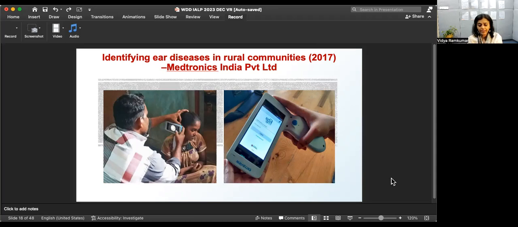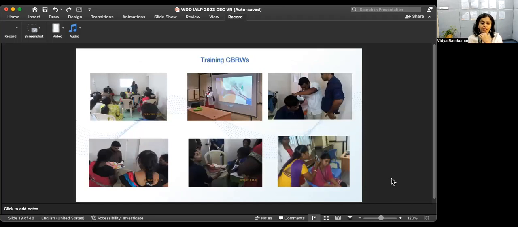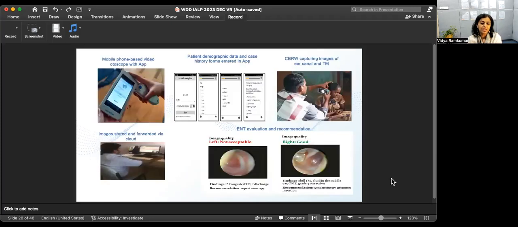So when we wanted to look at how we can bridge this issue of follow-up, we trained our community workers on doing these video otoscopies. We gave them hands-on training, ensured that they had the skill sets to be able to perform these independently in the community. And then they would capture these images, load it on the phone. We would receive it at our end, verify, and those that needed to be seen by the ENT were forwarded through a cloud. And the ENT would make a final diagnosis based on those images.